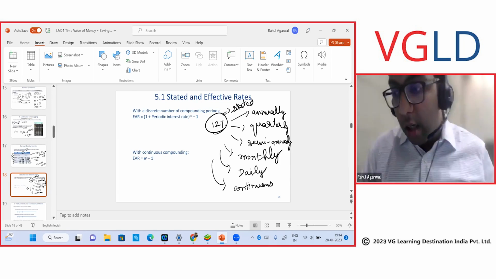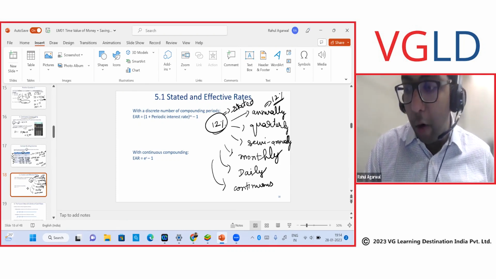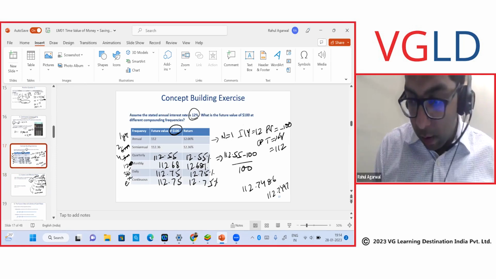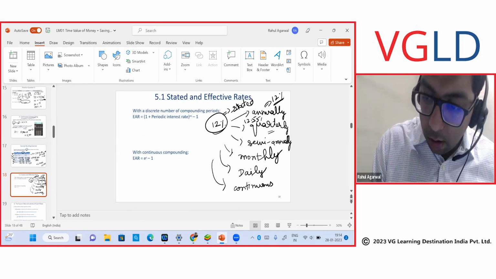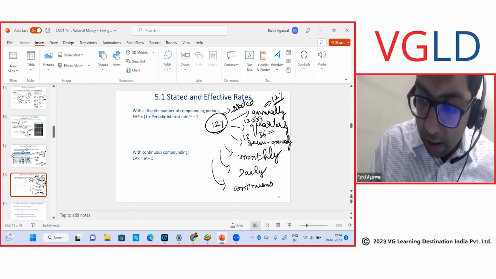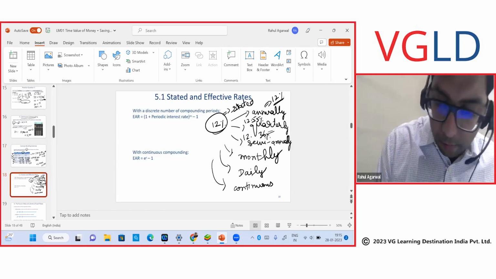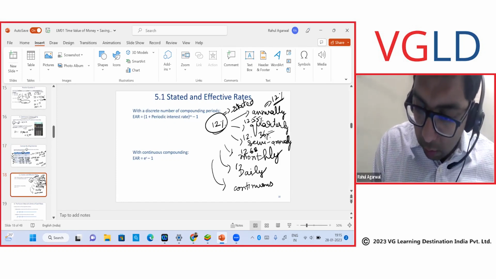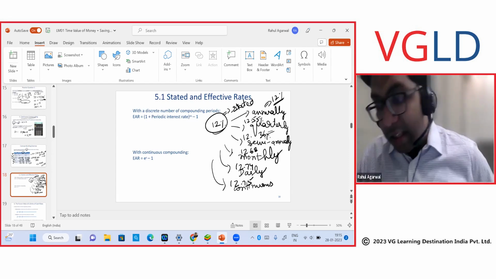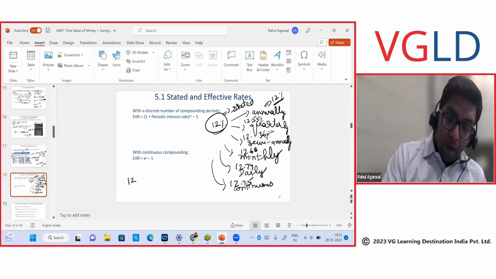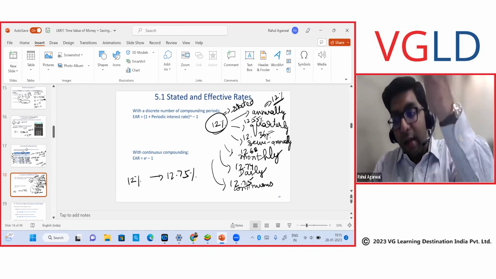The actual rate is, in case of annual, 12% only. So here stated and effective rate is same. But what is it for quarterly? 12.55. What is it for semi-annual? 12.36. Monthly 12.68. And this is 12.74, 12.75 like this. So if you notice, there is a gradual rise from 12% to 12.75%. But it is increasing at a decreasing rate.